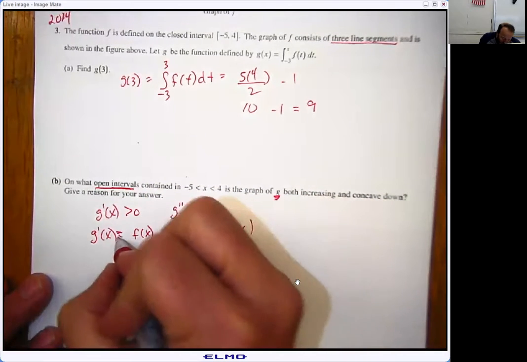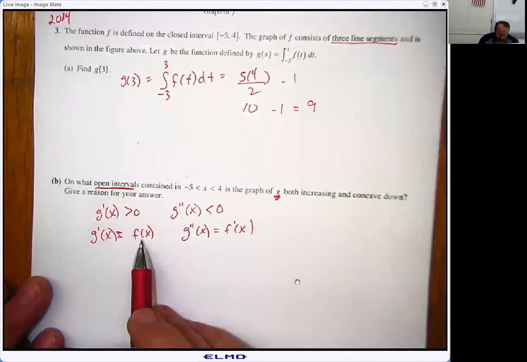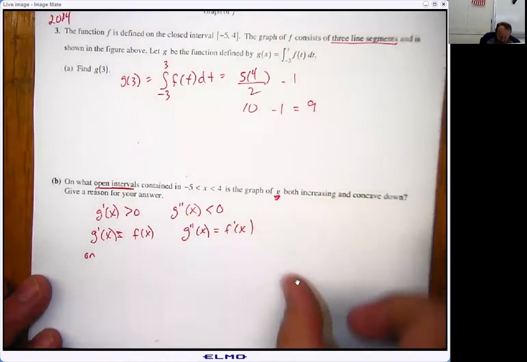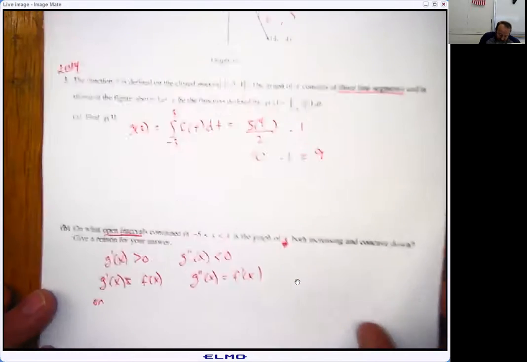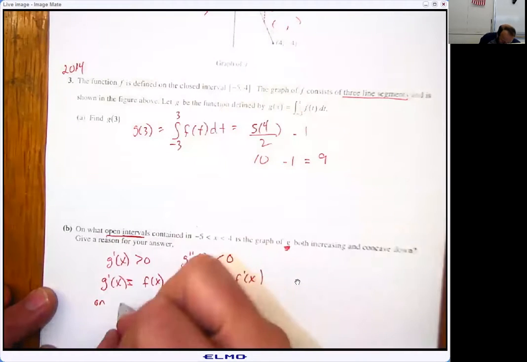So when we look at when we want g to be increasing, I want to know when is f positive. Well, f is positive on the interval from -5 to +2.